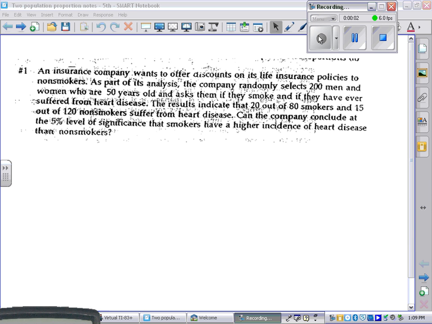So let's go through a couple of examples on two population proportion questions. First one says an insurance company wants to offer discounts on its life insurance policy to non-smokers.